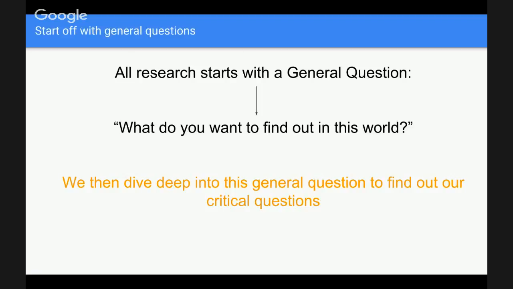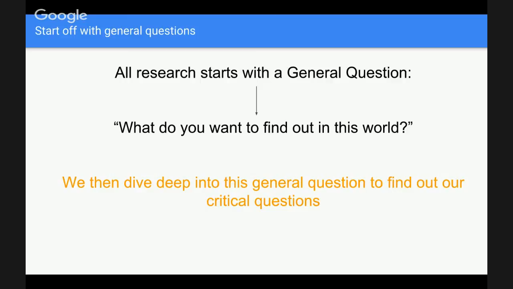Basically, if you think about research, all research starts with a general question. And everything that relates to you trying to find something, trying to understand something, really will revolve around: what do you want to find out in this world?